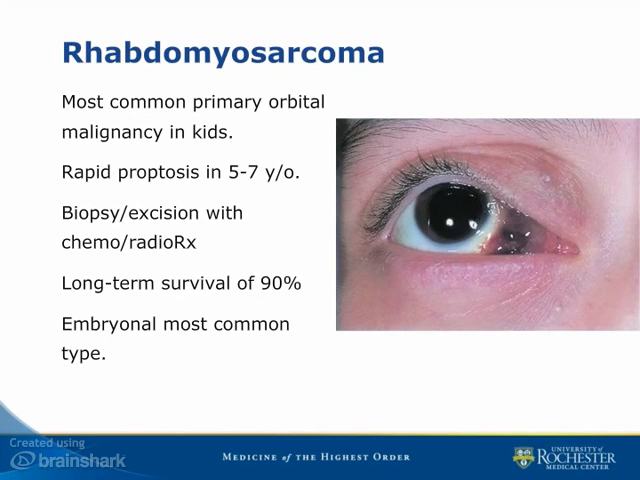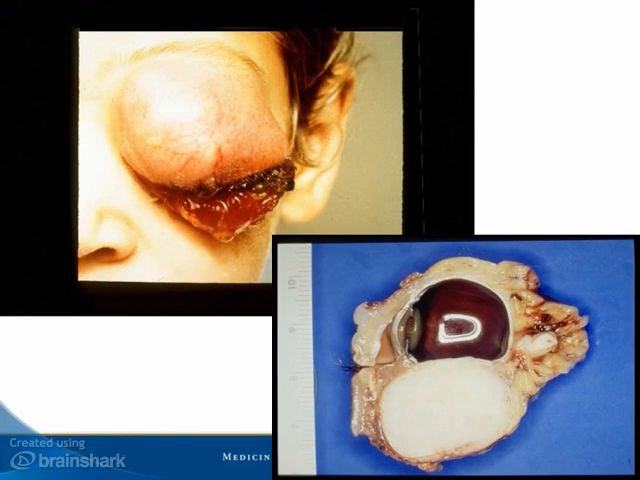A typical history of rhabdomyosarcoma is a child in the 5 to 7-year-old range who had incidental trauma and then started developing proptosis and bruising around the orbit. They can be quite advanced, and if not taken care of in a timely manner, may require orbital exenteration, like the bottom right picture here.